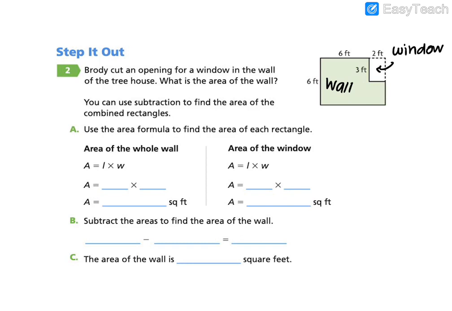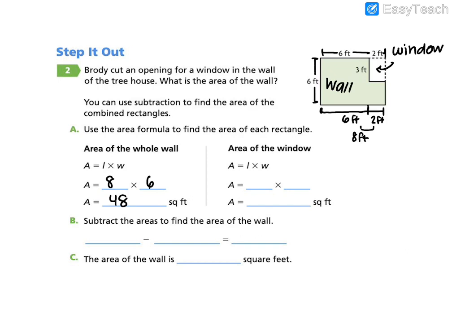So first we're going to find the area of the whole wall, that green section. Well, we know that we have a width of 6 feet right here. But when we look at our length, it needs to go that entire distance, because the wall down here is that full distance. If this section is 6 feet and this section is 2 feet, then the total length must be 8 feet. So in order to find the area of the wall, we need to find 8 feet times 6 feet. So our area is 48 square feet.